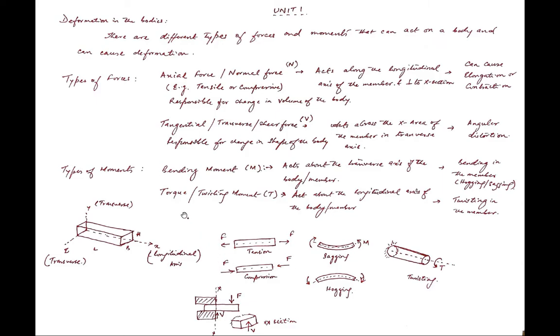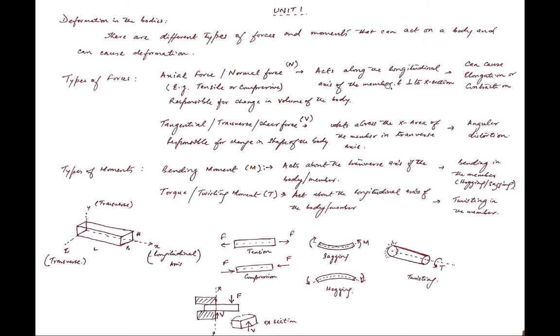Okay, so as I've told you earlier, how many types of forces are there? So there will be axial force or normal force. Suppose this is our body. We have a longitudinal axis and we have a transverse axis. You can see over here, when the force is acting along the longitudinal axis of a body, it will be called a normal force or axial force. And if the force is acting perpendicular, along the transverse axis, it will be called a tangential, transverse or shear force.